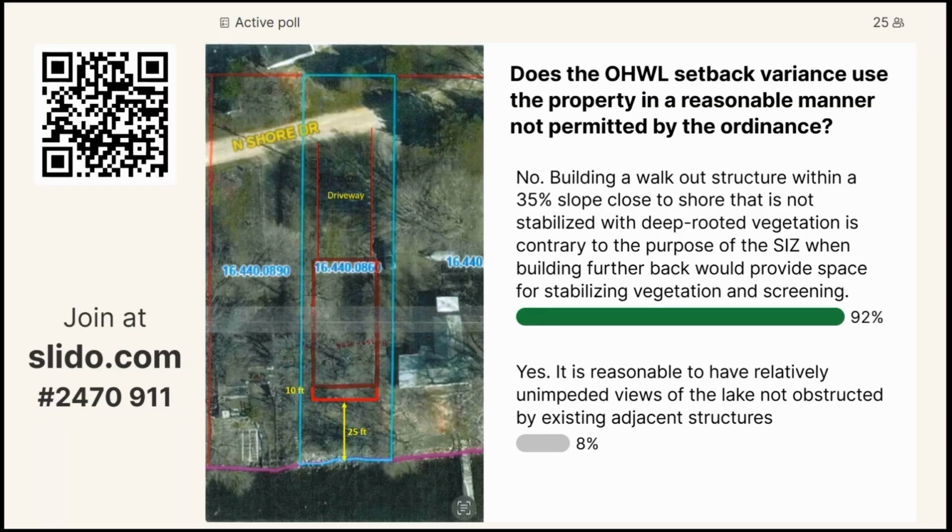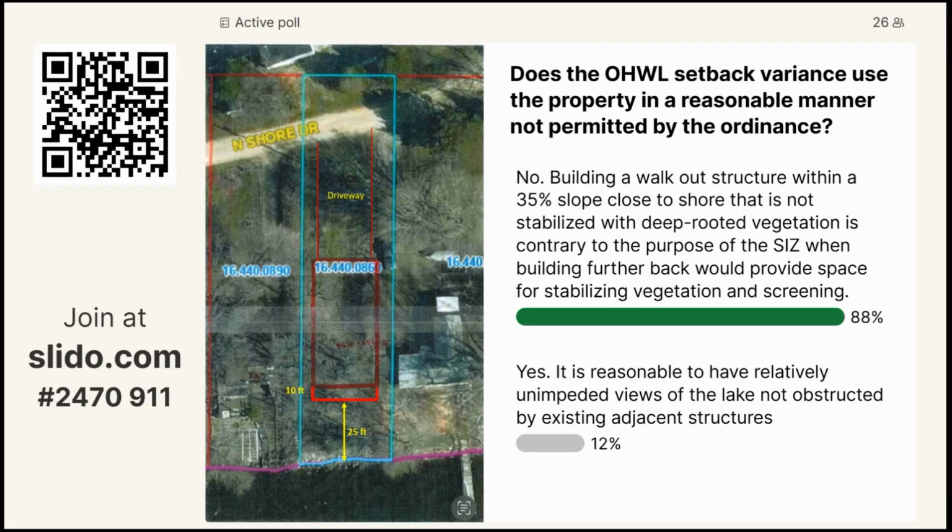The idea behind yes, it is reasonable to have relatively unimpeded views of the lake, not obstructed by existing adjacent structures, is rooted in a regulation that the shoreland rules have, where you can use setback averaging for infill lots. Now, that wasn't an option in this case because this has to do with a non-conforming lot, and state law does not allow you to build on a non-conforming lot if you can't meet setbacks or the impervious surface limit. So in this case, a variance process was absolutely required.